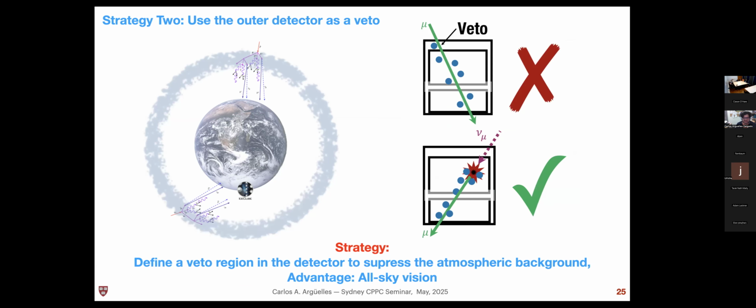The other possibility is to, instead of using the Earth as a veto for muons, use the outer layers of the detector to be able to reject these large muon backgrounds. And so the strategy here is to only look at events that interact within the instrumented volume. The advantage here is that now we can see the southern hemisphere, but our detector is now much smaller because we have sacrificed all of this outer layer. So that's the downside. That means that IceCube is very efficient at seeing the northern hemisphere, but when we talk about the southern hemisphere, our detector is effectively smaller.